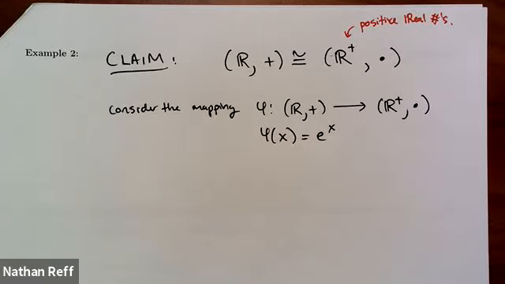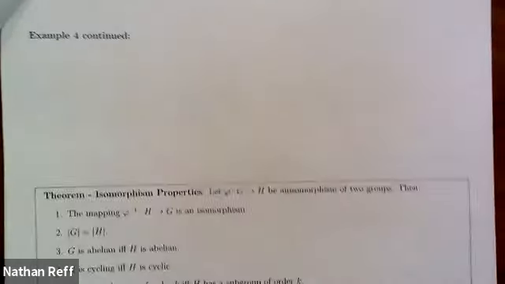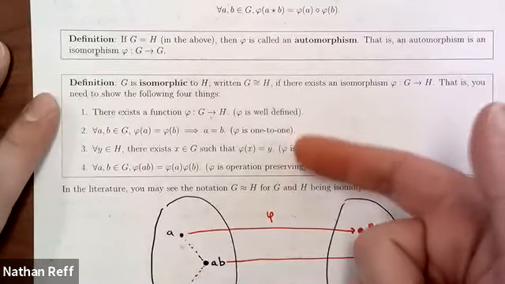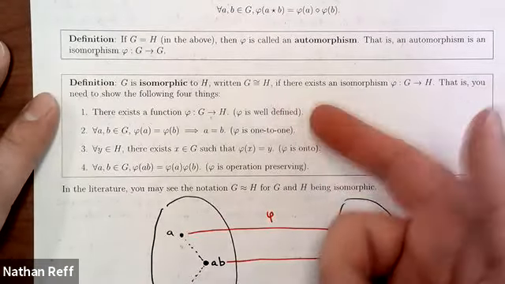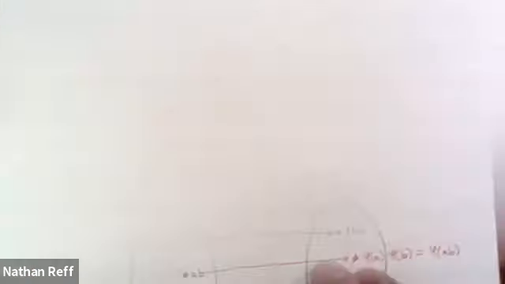Okay, now, the first thing you have to check, there's four things. If I'm claiming that this is an isomorphism, and that's my mapping, just going back to that first page, we still have to prove these four things. You have to prove it's well-defined, one-to-one, onto, and operation preserving.